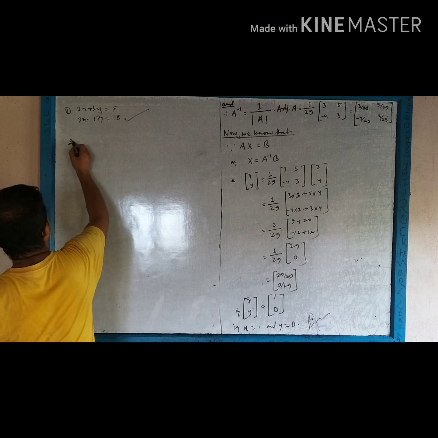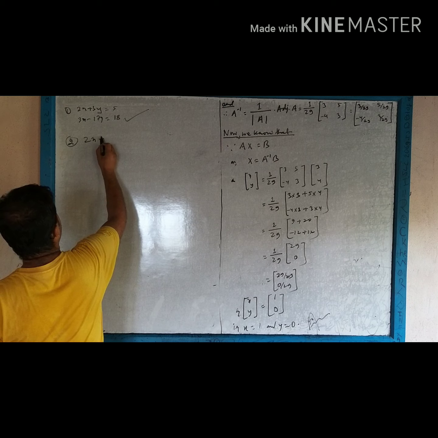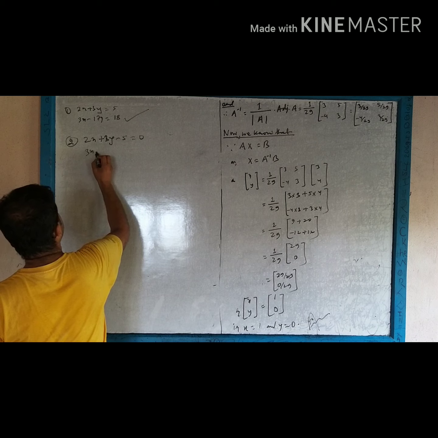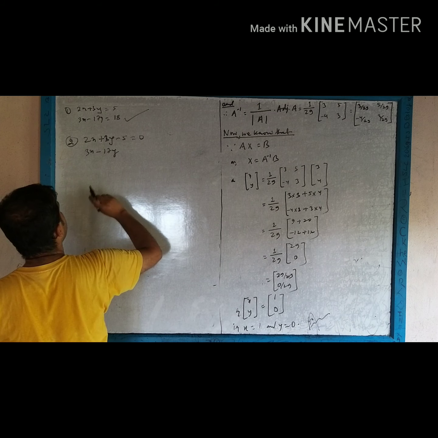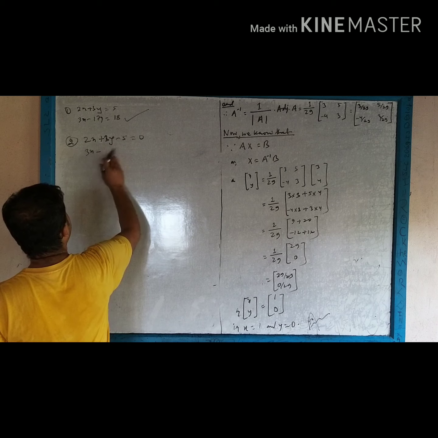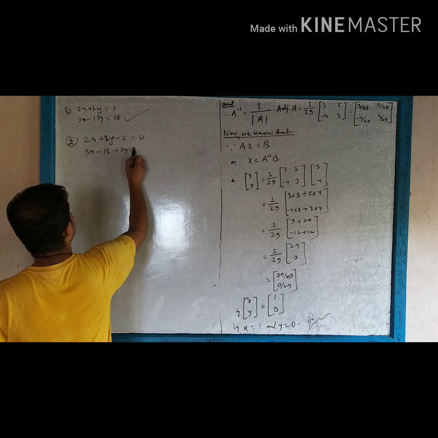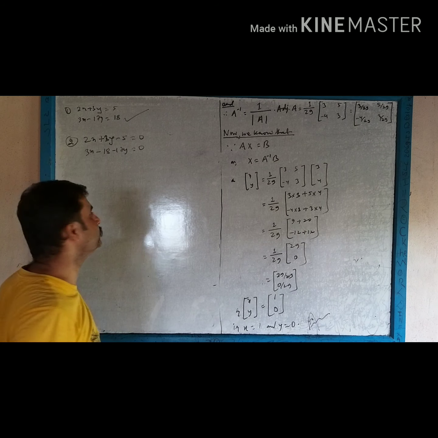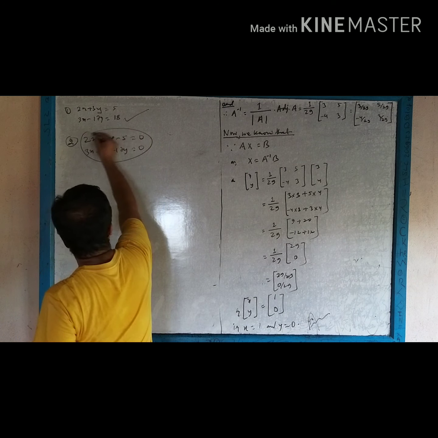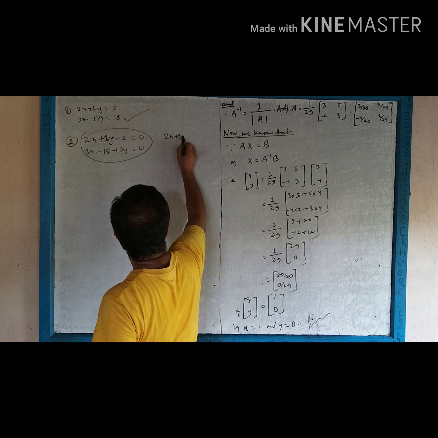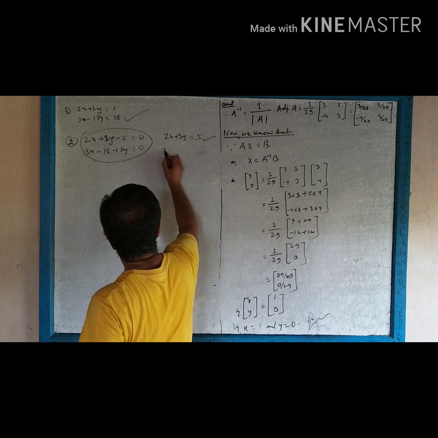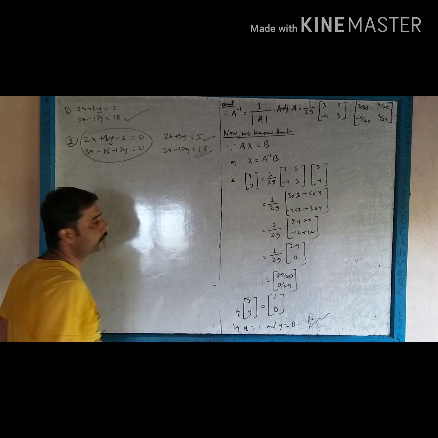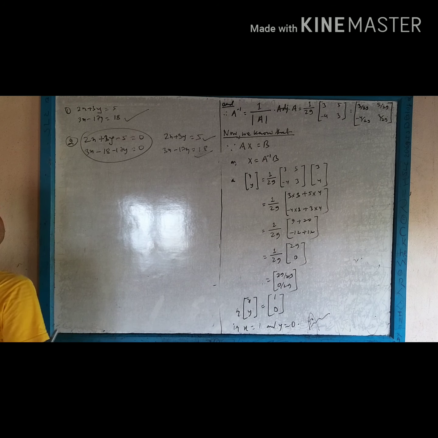Go for the next variety. It may be 2x plus 3y minus 5 equals 0 and 3x minus 17y minus 18 equals 0. If they give it like this, then you take the constant term to the right hand side and arrange it. You will take the constants over, so 2x plus 3y is equal to 5 and 3x minus 17y is equal to 18. You arrange in this way. Okay, this is the next one. Now the third one.